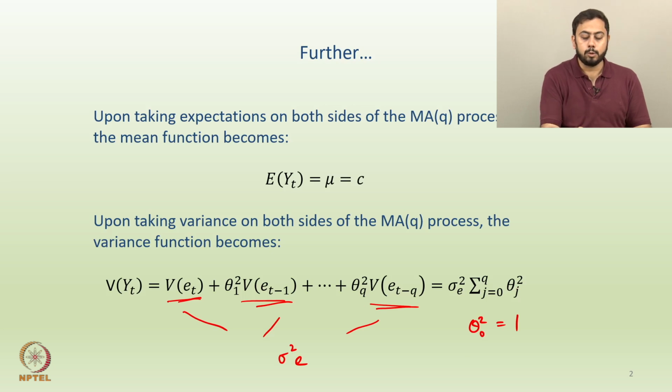Hopefully this is clear. The overall mean of any MA(q) process is C, and the overall variance of any MA(q) process is sigma squared E into the summation of theta j squared, j going from 0 to q.